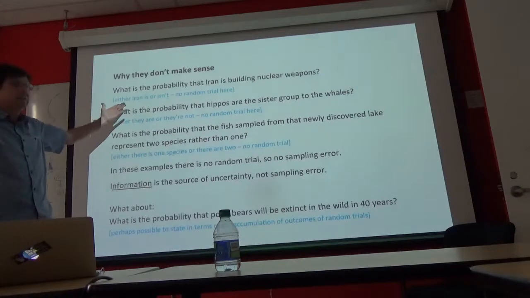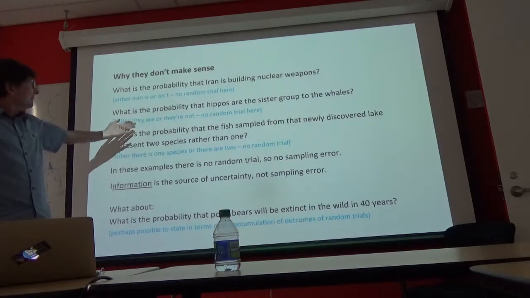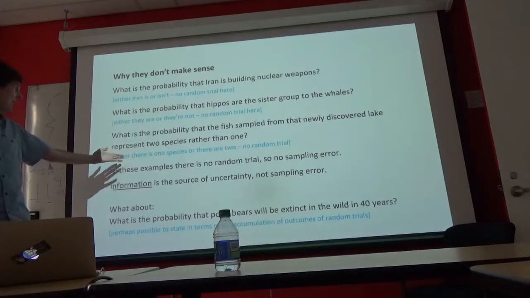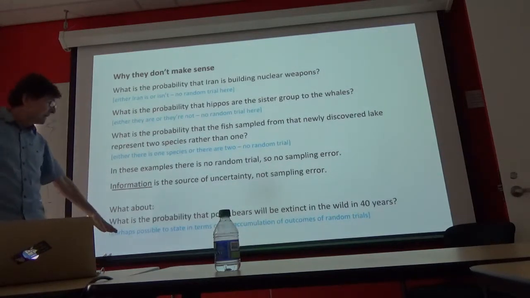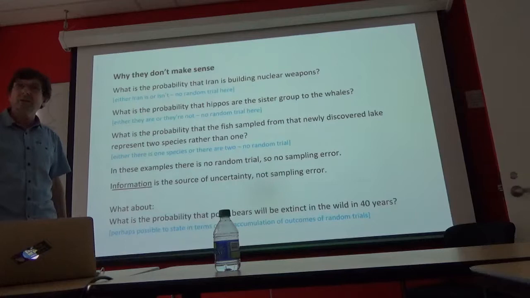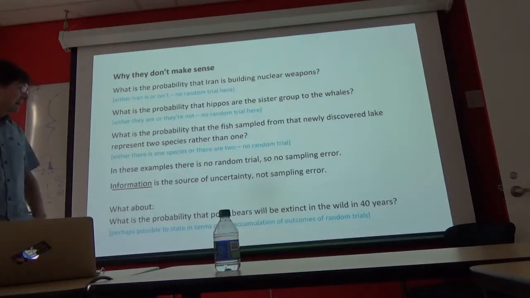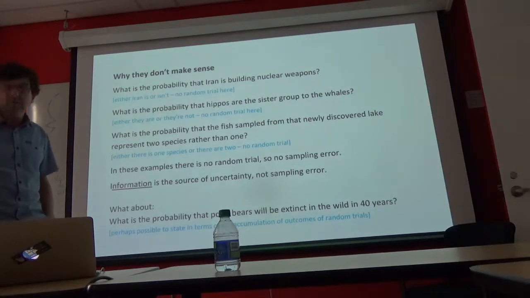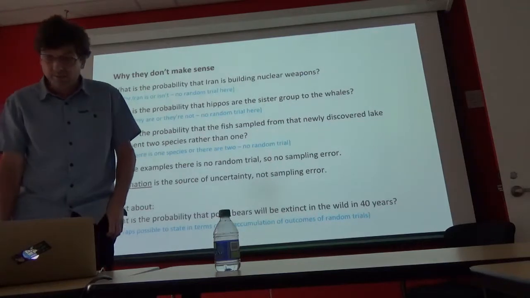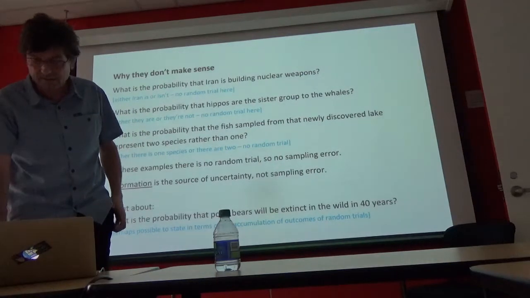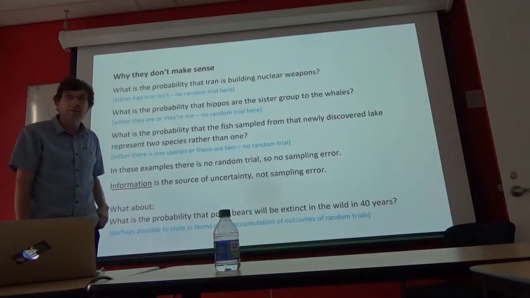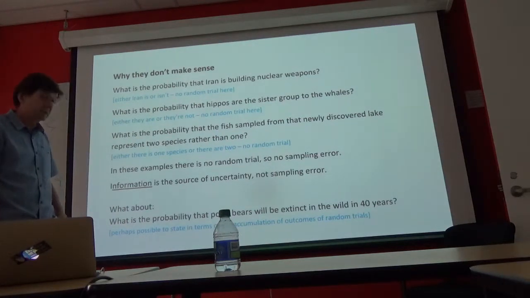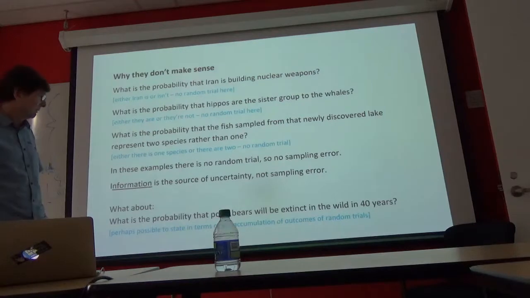There's no random trial. Either they are or they aren't. Either there's 1 species or there are 2. Maybe there are random trials. You can think of future outcomes as being determined in large part by chance. And in some of those outcomes, polar bears go extinct, and in some they do not. But what's different compared with the probability definition that we conventionally use is the link with frequency.